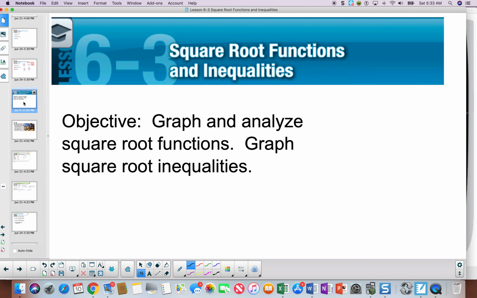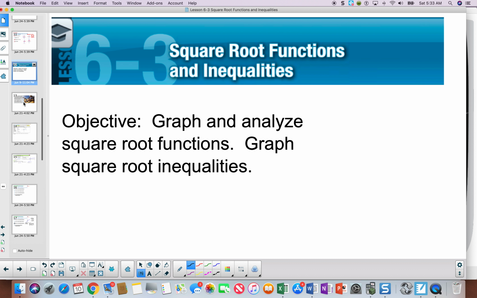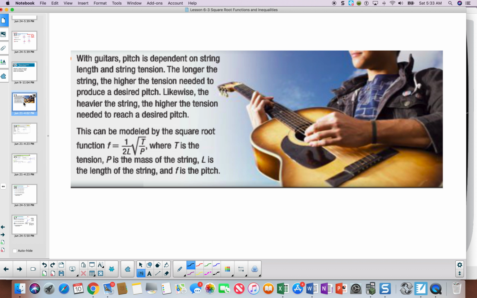Lesson 6-3, square root functions. Objective: graph and analyze the square root function. There are formulas that describe relationships that have a square root in them. In this case, the pitch of a string is described by a formula that uses the tension, the mass, and the length with a square root function in it.